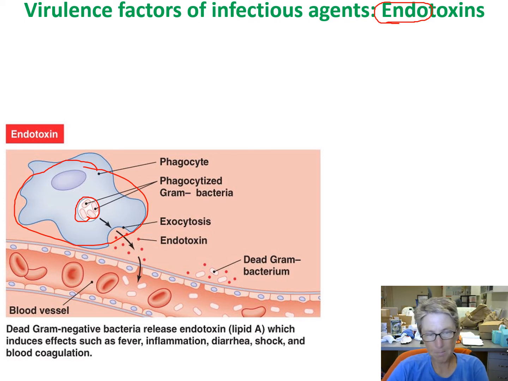So then when the phagocyte exocytoses the parts of the bacteria that it chopped up, it also releases that LPS, or the endotoxin that was in the outer membrane of the gram-negative bacteria. The endotoxin is called lipid A, or lipid A is actually a component of LPS. Now, sure, the bacteria are dead, but because the phagocyte chopped them up, you chopped up their outer membrane that was full of LPS, and now the LPS as a toxin is released and can cause lots of different things in your body, like fever, inflammation, diarrhea, shock, and blood coagulation.